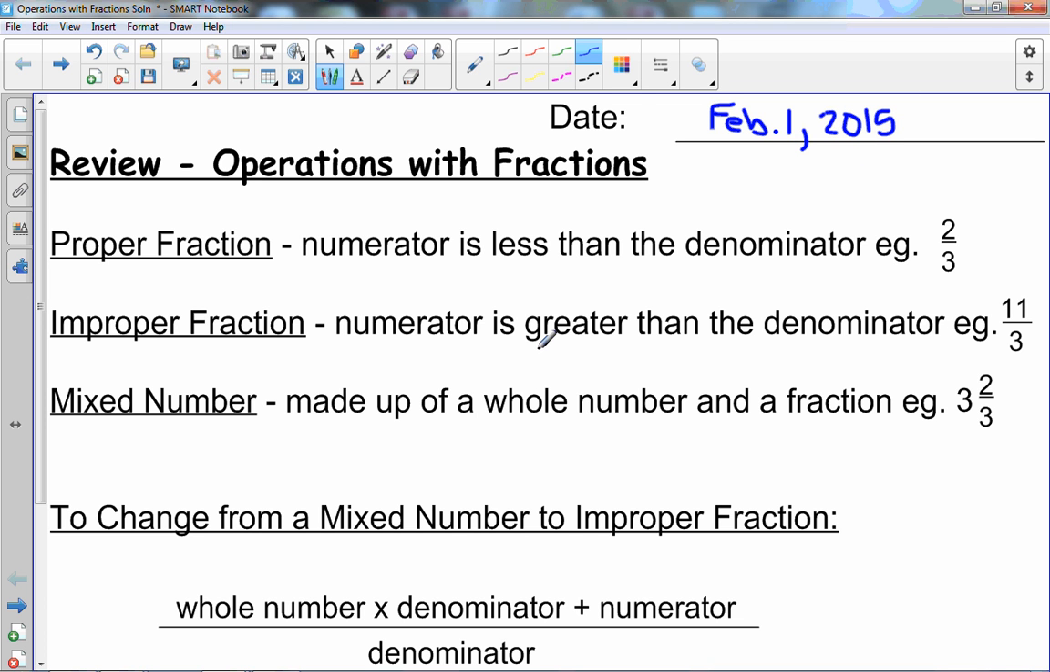February 1st, 2015. So, remember, there are three kinds of fractions. There's a proper fraction, which means that the numerator, remember, proper terminology, numerator, is less than the denominator, with the example of 2 over 3. The improper fraction is where we have a numerator greater than a denominator, so numerator 11 is greater than 3, and a mixed fraction is made up of a whole number and a fraction.